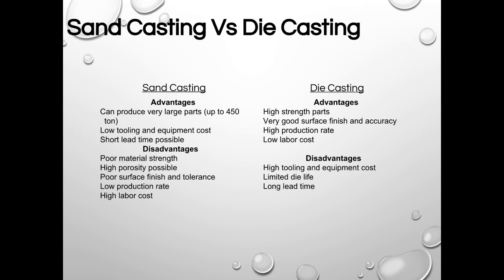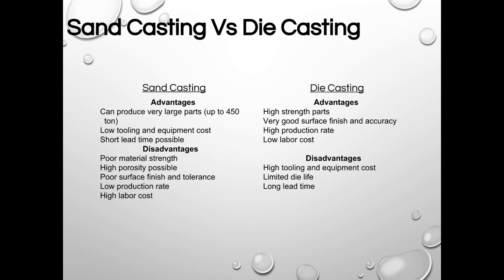Compared to die casting, sand casting can produce very large parts, weighing up to 450 tons, with lower tooling and equipment cost. Long lead time is required to design and construct molds for die casting. Hence, the lead time of the process for sand casting is much lower than for die casting.